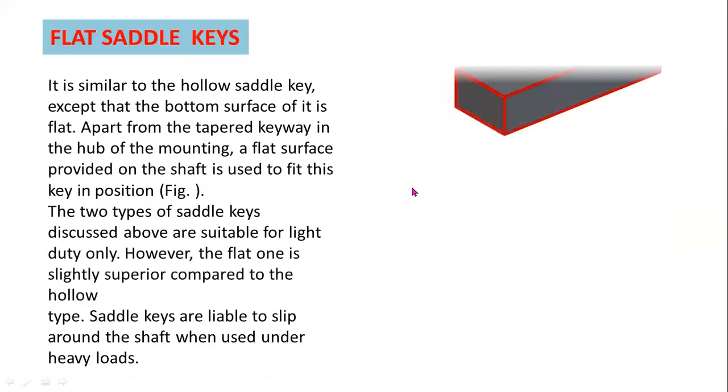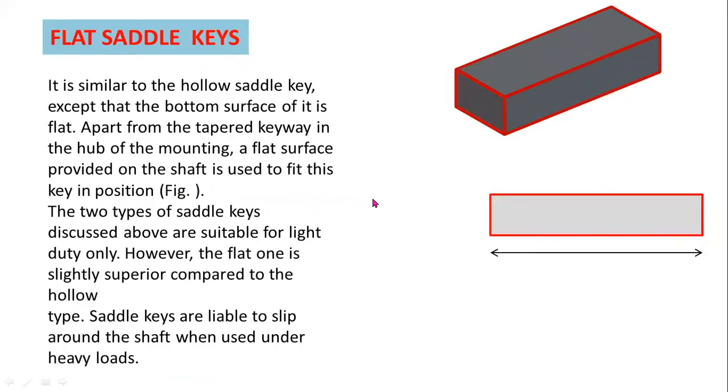Flat saddle key. A flat saddle key is similar to the hollow saddle key, except the bottom surface of it is flat. Apart from the tapered keyway in the hub of the mounting, a flat surface provided on the shaft is used to fit this key in position.